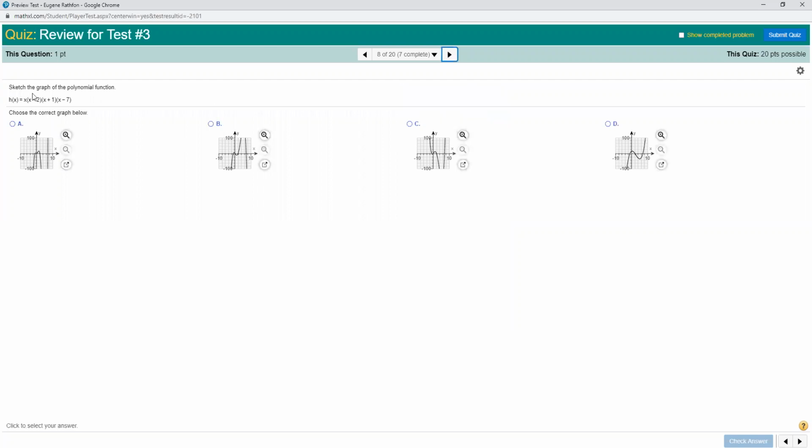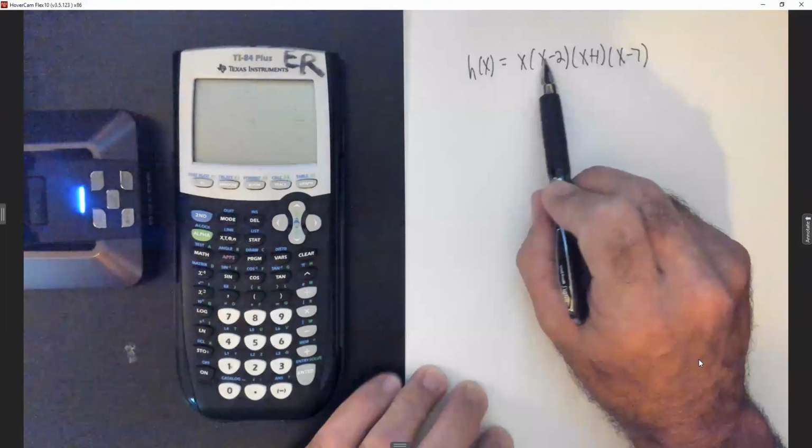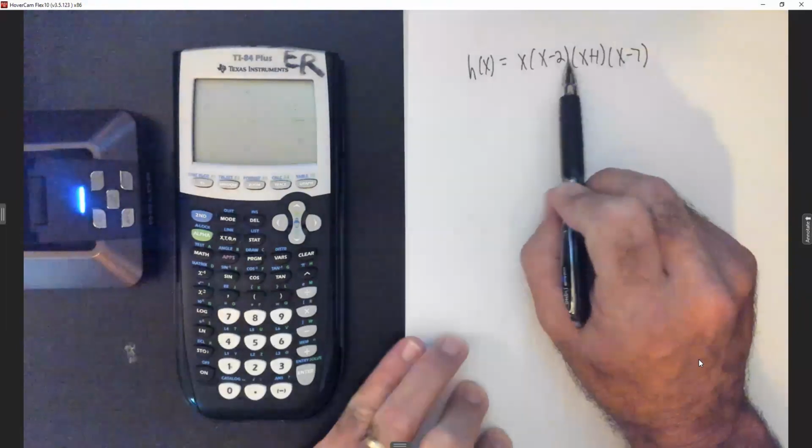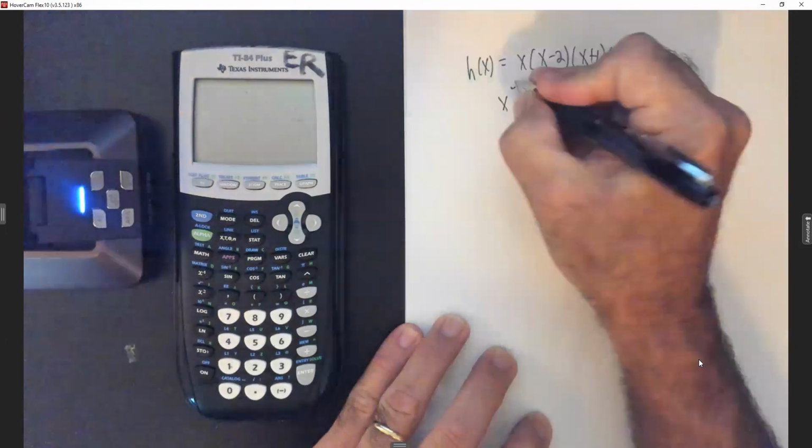So sketch the graph of the polynomial. I'm going to show you a trick that I do on this one. So I got h of x equals x times x minus 2 times x plus 1 times x minus 7. Let me show you what I would do to that real quick. I sort of like to multiply all the x's together to see what kind of degree I would get. So this x times x is an x squared, times this x is an x to the third, times this x is an x to the fourth. So my x's multiply to give me an x to the fourth.